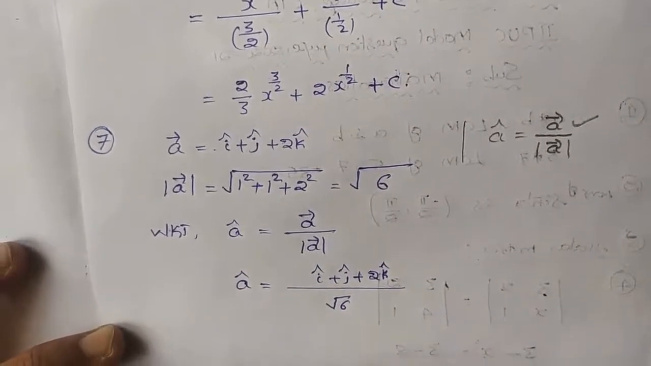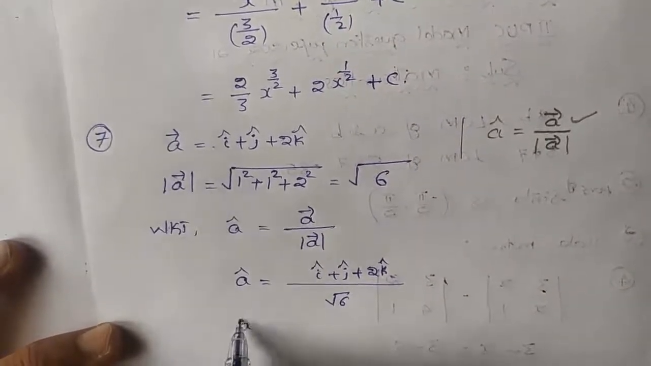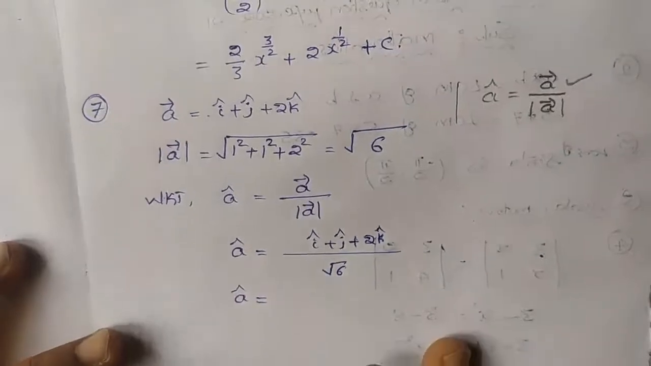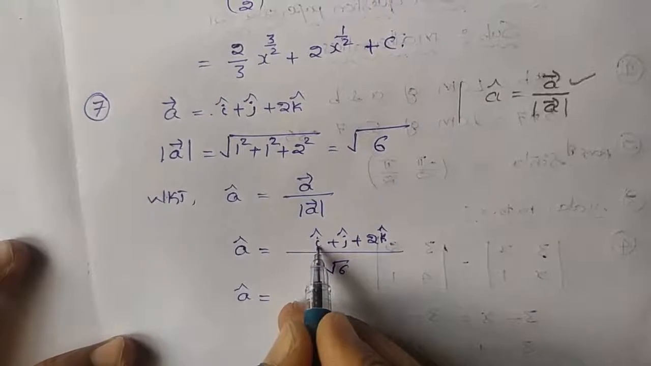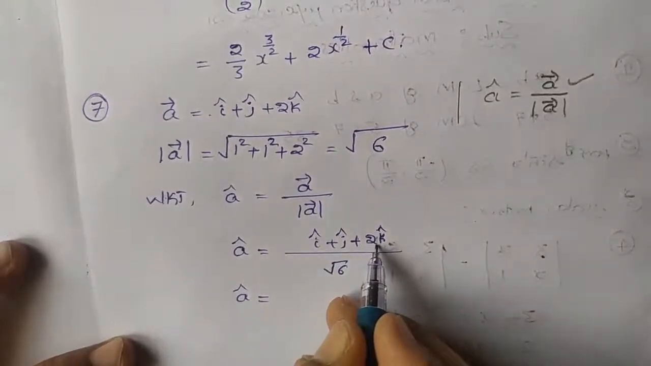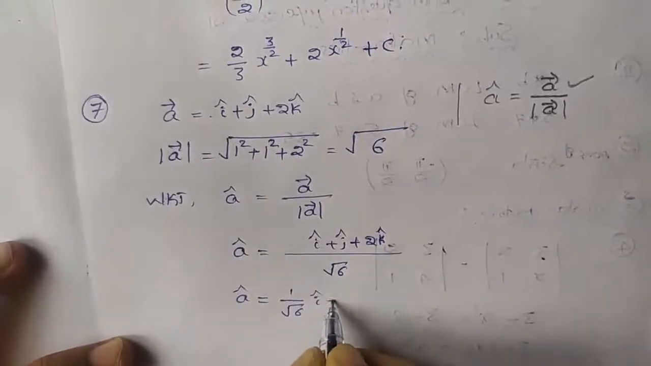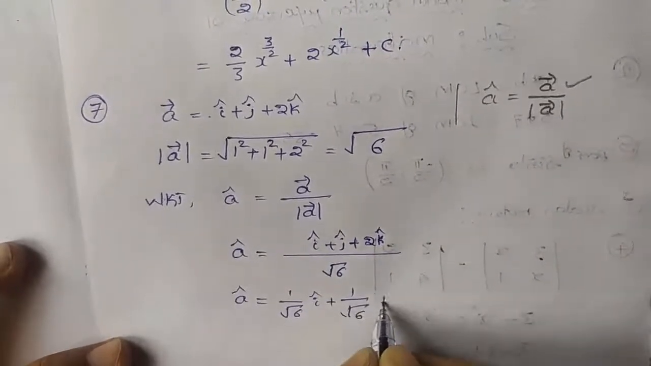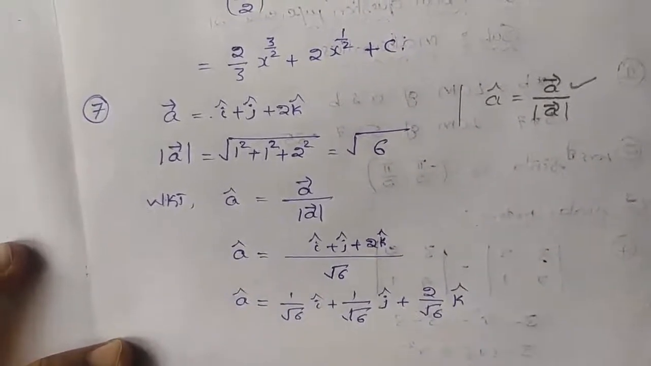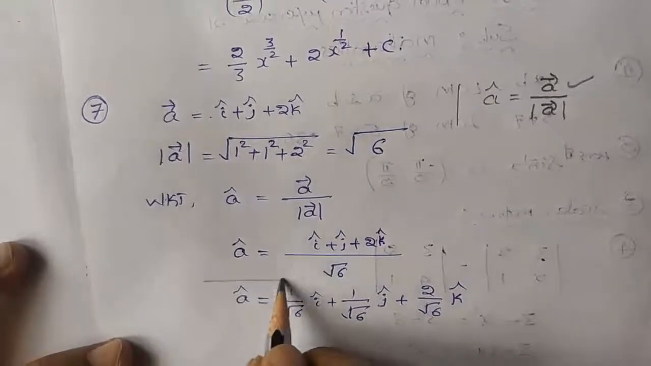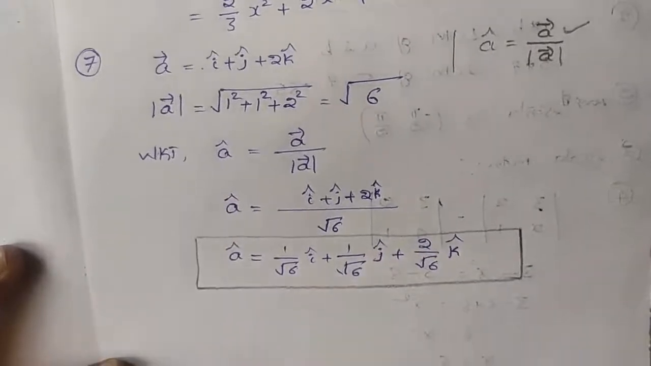Hence it is a unit vector in the direction of a vector. That's it. If you want, you can simplify further, like separate this root 6 for I, j and 2k. How it will be? 1 by root 6 into I plus 1 by root 6 into j plus 2 by root 6 into k. Hence it is a unit vector in the direction of a vector. It is a solution for this question.